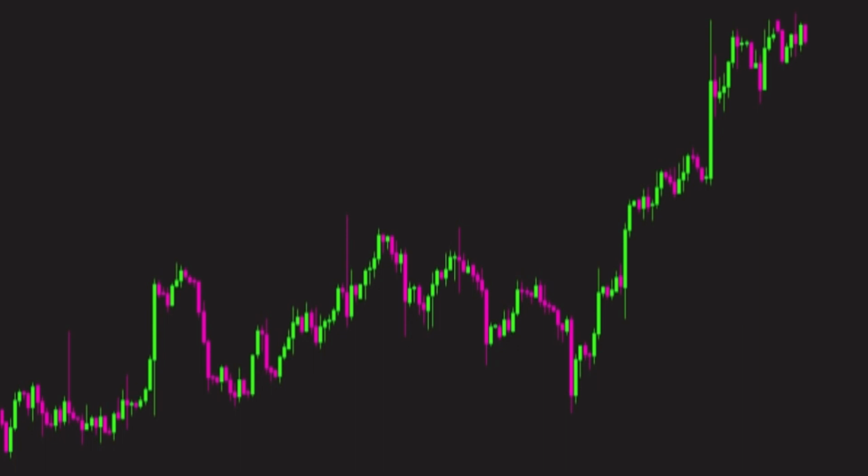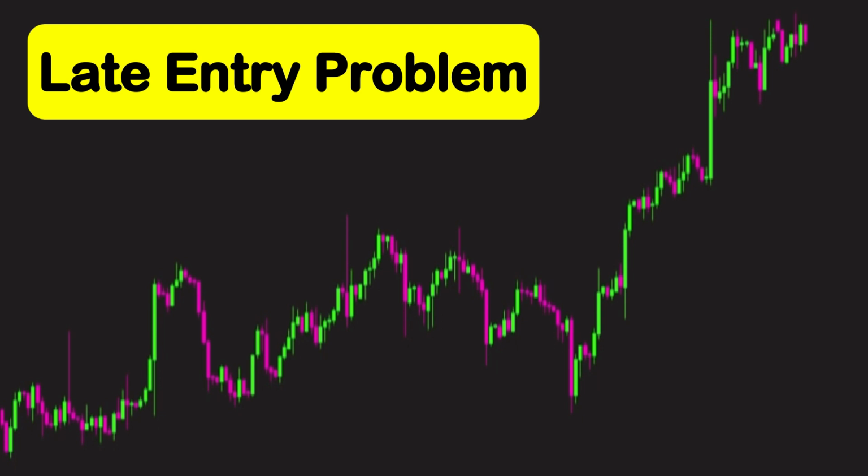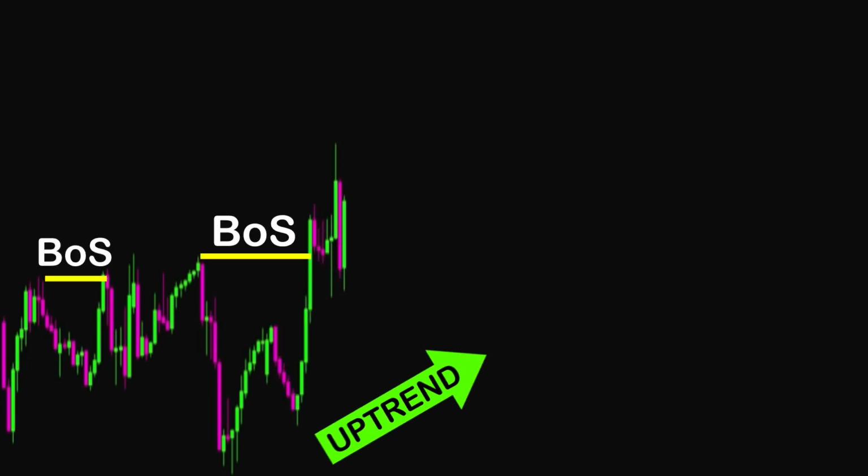So, let us first see how the late entry problem occurs with traders in the market. As we can see here, the market is doing a break of structure to the upside, which indicates that the market is in an uptrend. And thus, a lot of traders would find and plot a bullish order block zone or support zone at which they can buy the currency pair in order to maximize their profits in the market.